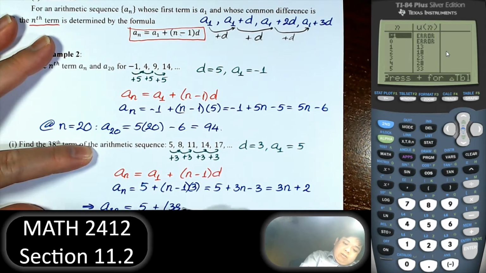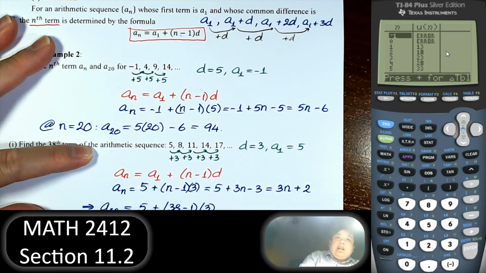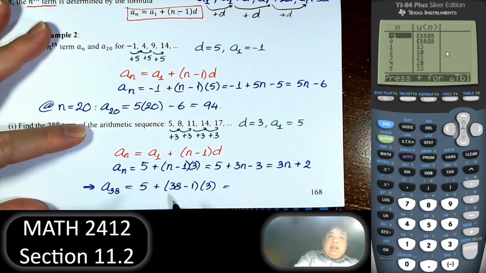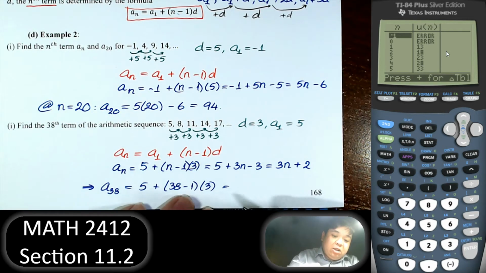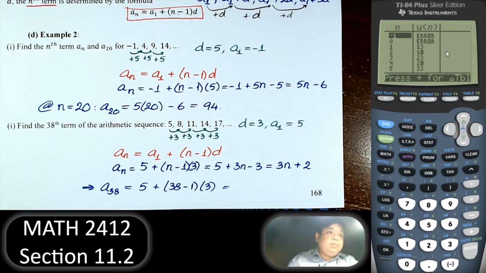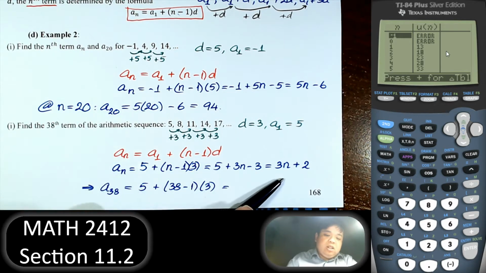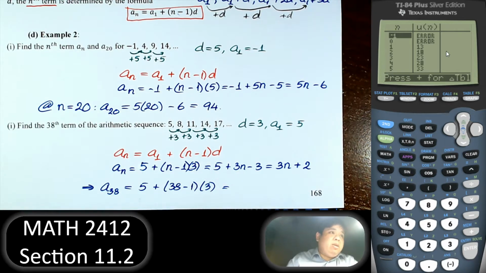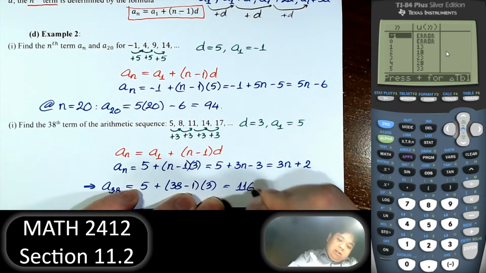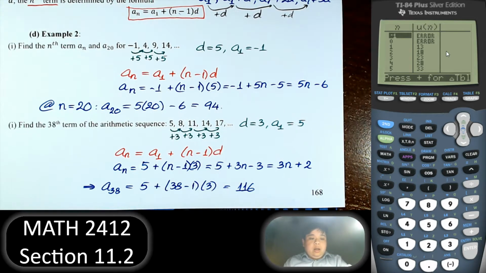we just put 38 minus 1 times 3. So it will take 1 less than 38 steps, which is 37 steps, to go from the first to the 38th term. And so we have 5. Of course, we're just going to put the 38 here, which is perfectly fine. 5 plus 37 times 3, 116. Right. Simple enough.